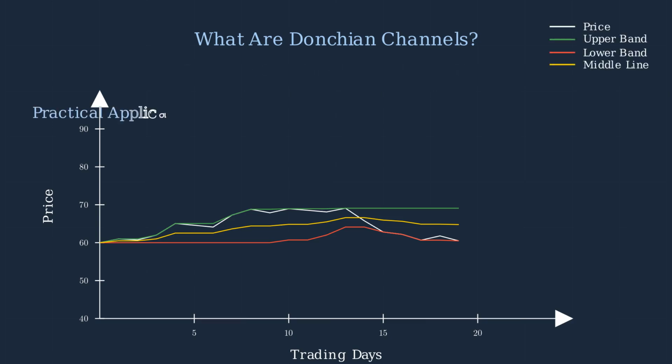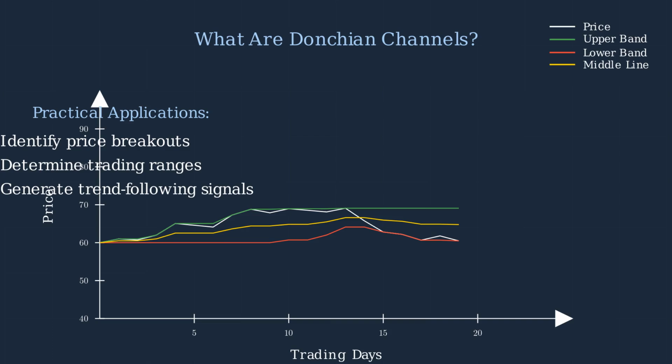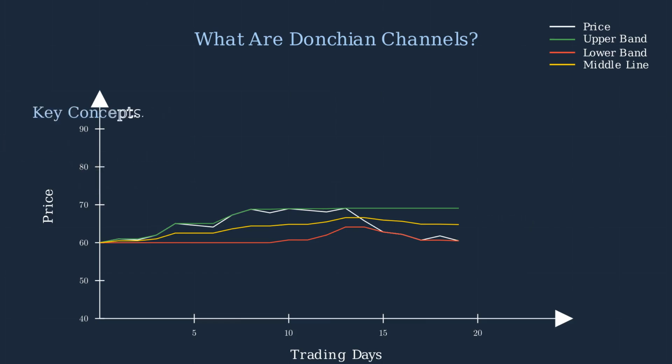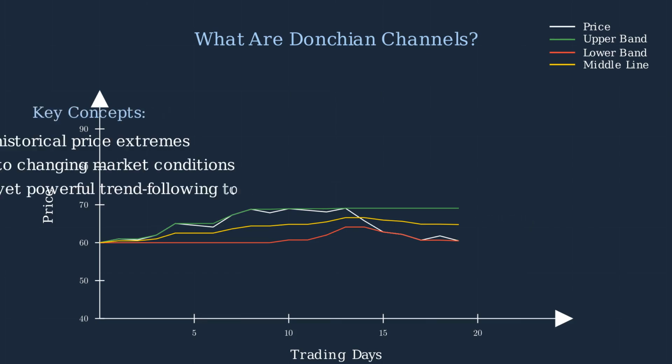Let's look at how traders use Donchian channels in practice. Traders use Donchian channels to identify price breakouts, determine trading ranges, and generate trend-following signals. When price breaks above the upper band, it may signal a bullish breakout and potential buying opportunity. In summary, Donchian channels are a powerful technical analysis tool that capture key market information. They show historical price extremes, adapt to changing market conditions, and provide a simple yet effective trend-following framework.